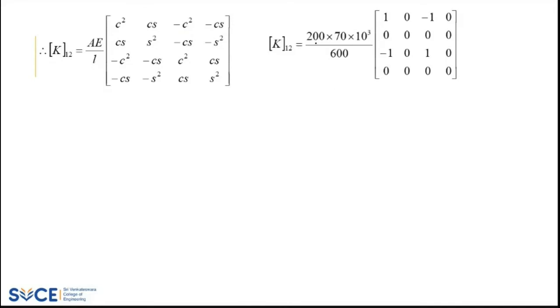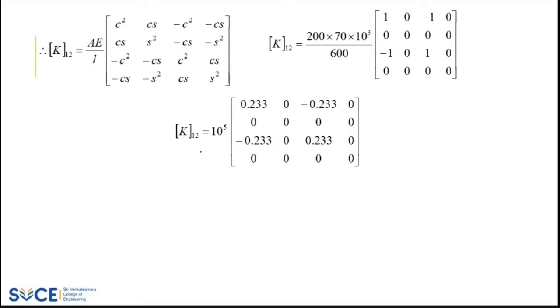Now, what is my element formula? Let me apply. Your stiffness matrix K12 is equal to AE by L times the matrix C squared, CS, minus C squared, minus CS, and so on. You have this formula, right? Substitute it. A we know, which is 200, and E converting into Newton per mm square, you'll get 70 into 10 power 3. L is 600, C is 1 and S is 0. So you'll get the matrix 1 0 minus 1 0, 0 0 0 0, minus 1 0 1 0, 0 0 0 0. This is my element stiffness matrix for the first element, element 1. Here we consider 10 power 5 as a common term, and the others go inside, which is 0.233. Substituting inside, we'll get this value accordingly.